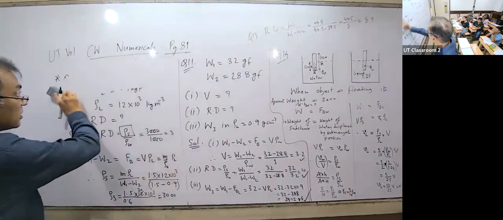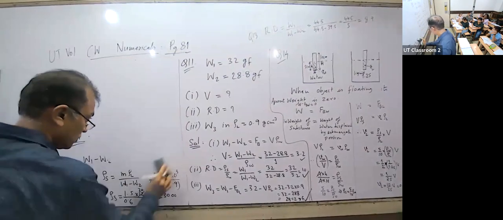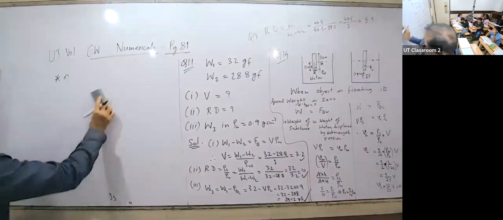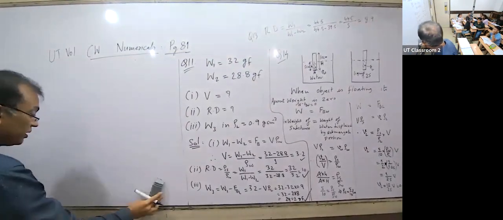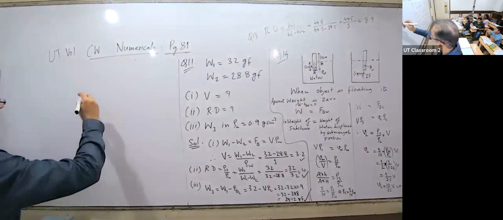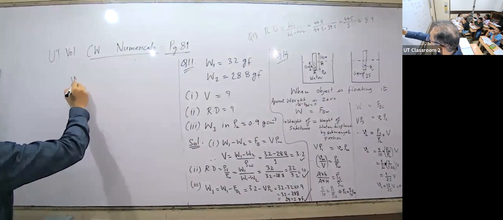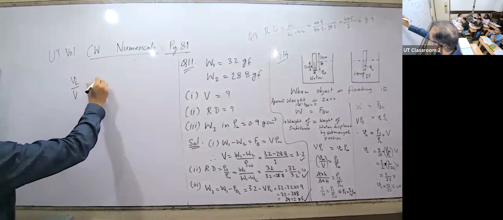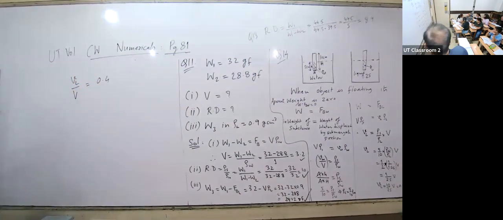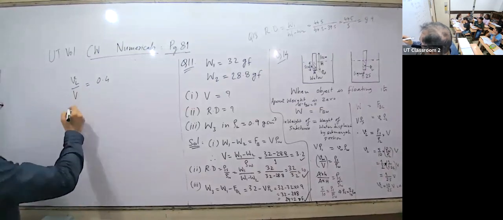Can I erase this? Yes. So with this, we have completed all the numericals in this chapter. So देखो, ये समझ आया? Last step में सब लोग 0.4 ये कर रहे हो ना? Last step में सब लोग घूम फिर रहे हो. So what is it?